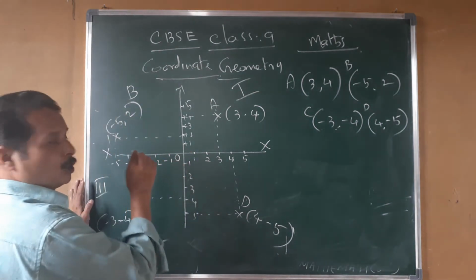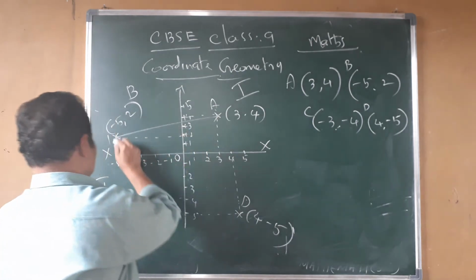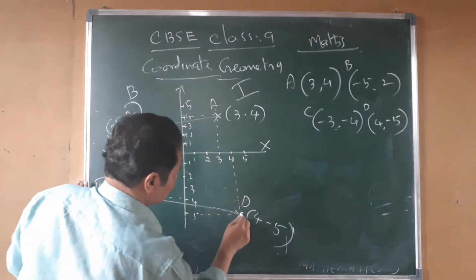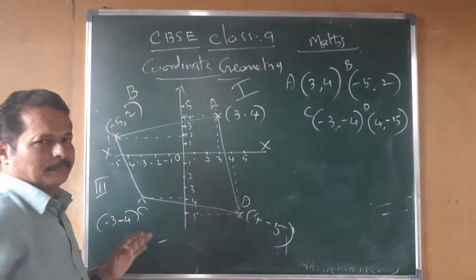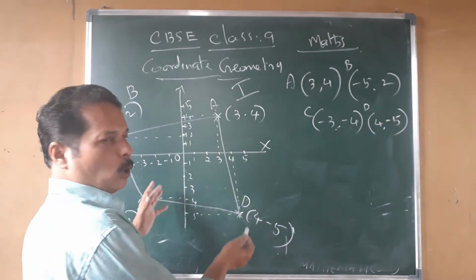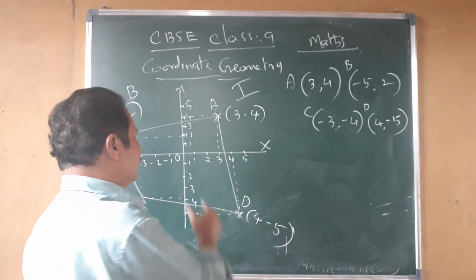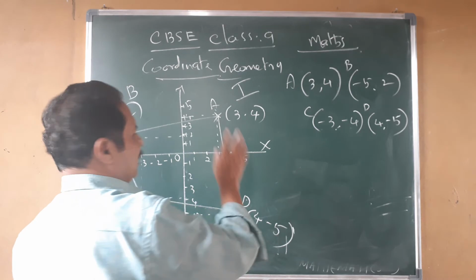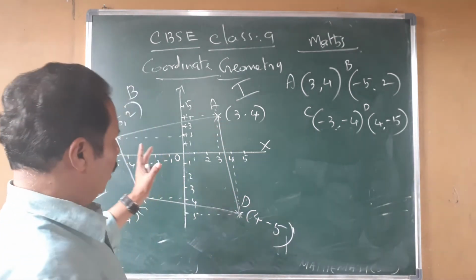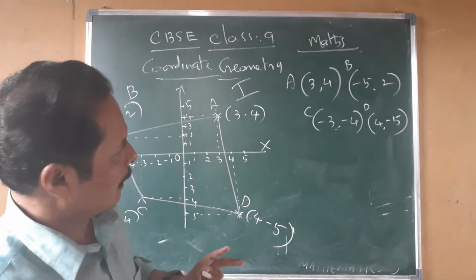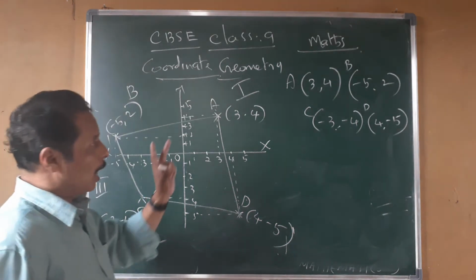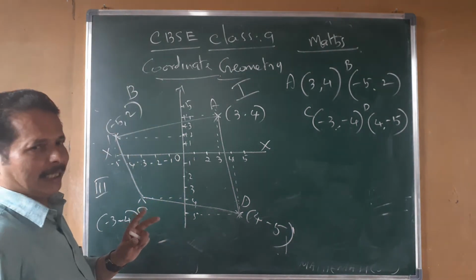And if you join the points, it's a quadrilateral. If the question is to draw the quadrilateral ABCD, then you join A, B, C, and D. So you get a quadrilateral. Is it completed? How to mark points? You get the idea?